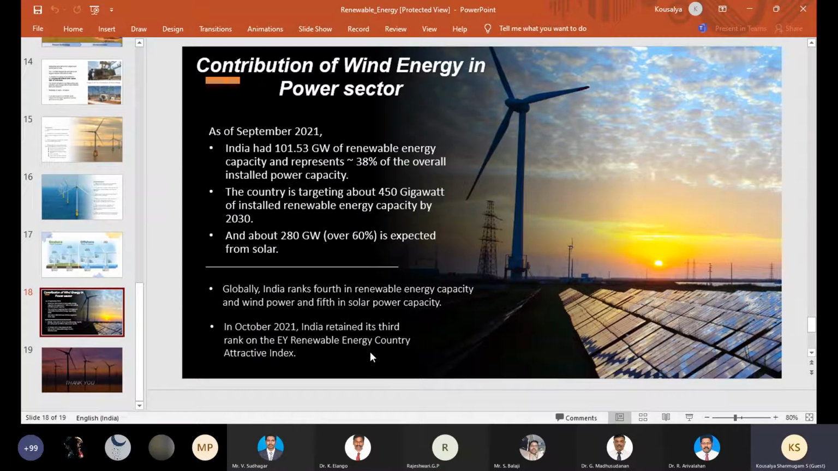And as per the report, India had 10153 gigawatt of renewable energy capacity, and it is also targeting about 450 gigawatt in 2030. As I already said, it is reported like this now, but in future they are trying to increase the rate.